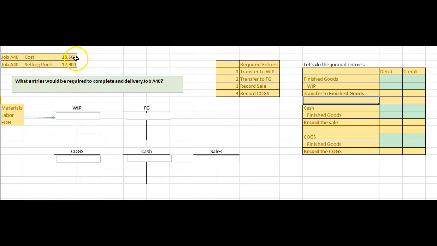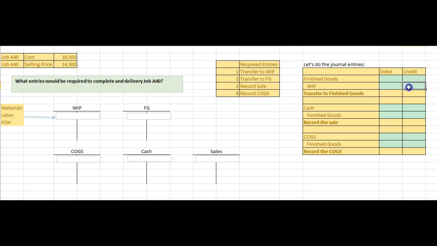Well, it looks like it costs $10,500 and it's going to go into transfer. Oh, well, this one says transfer to work in process. We're talking labor and materials and factory overhead. And that is not over here. If we were to have that over here, it would be a debit to work in process and a credit to materials. So if we do the second one, we're going to transfer that work in process to finished goods.